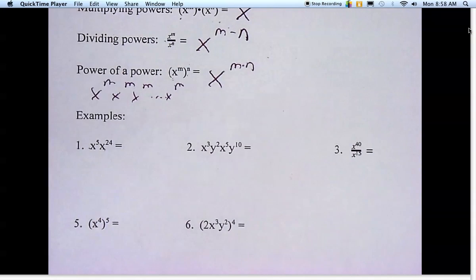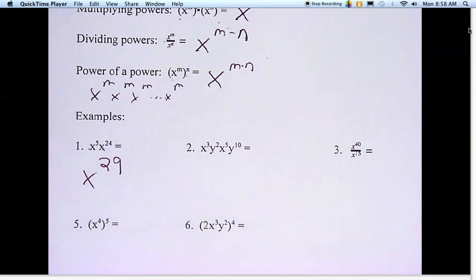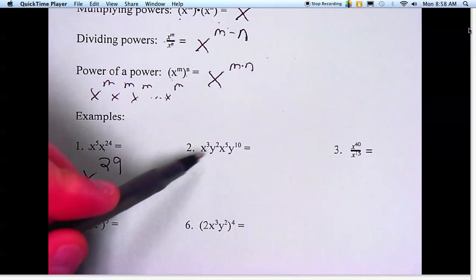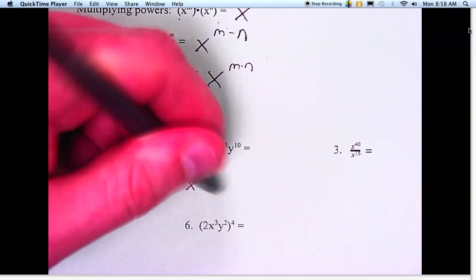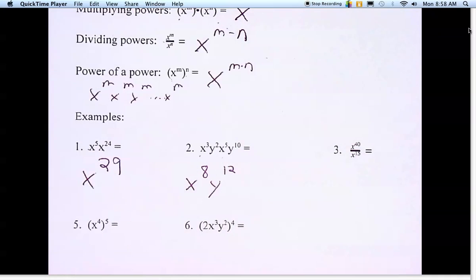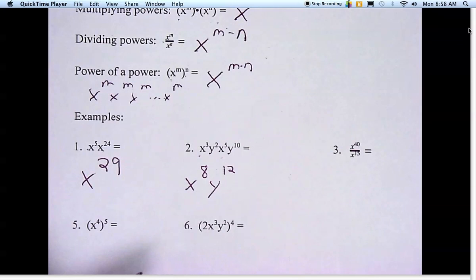So this is the first property. Both bases are the same. I simply add those exponents. I have a total of 29 x's. Just remember the bases have to be the same before you can combine them. So here I have 8 x's and 12 y's, right? And you can't combine these anymore because the bases are different. Okay, so I just stop there.